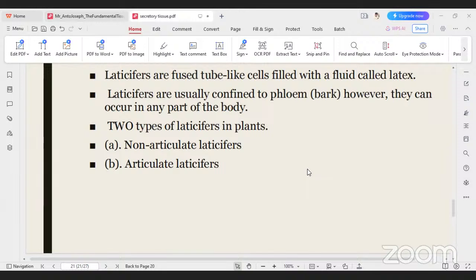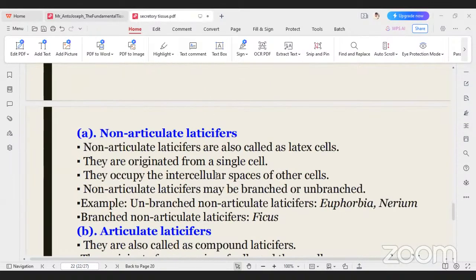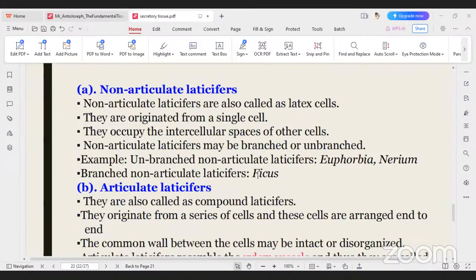There are two types of laticifers in plants, non-articulate laticifers and articulate laticifers. Non-articulate ones are called latex cells. They are single, not a group. They occupy the intercellular space of other cells. Non-articulate laticifers may be branched or unbranched. Of course, it is unicellular. Example, Ficus, I just told you.